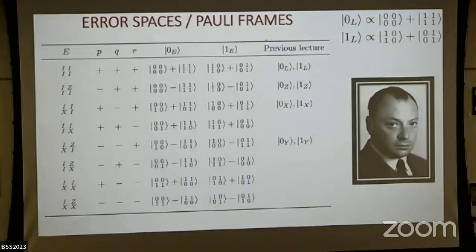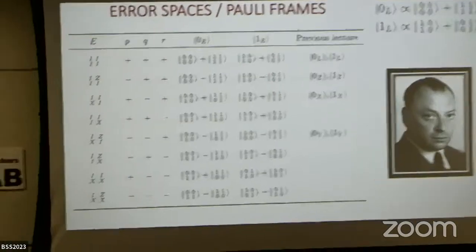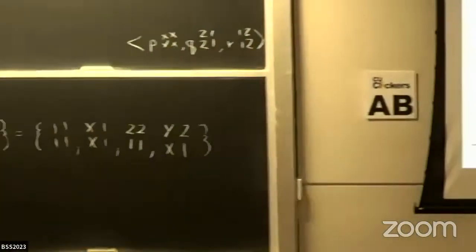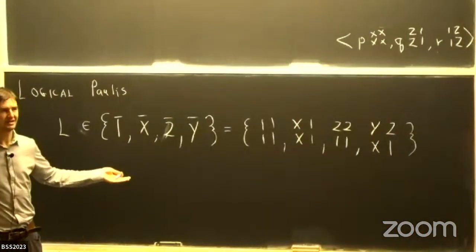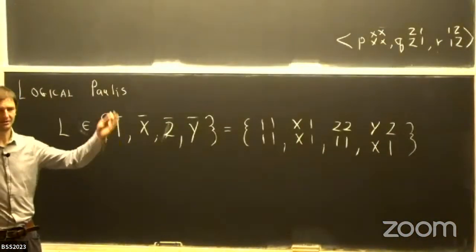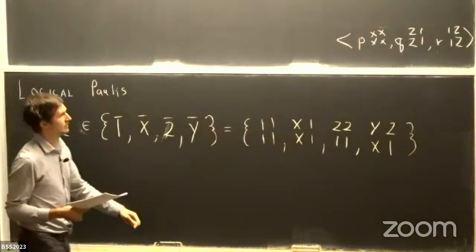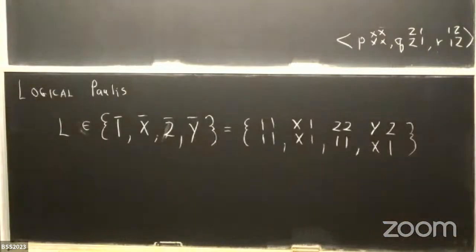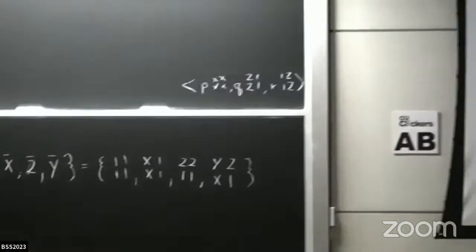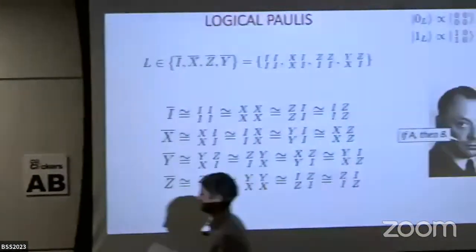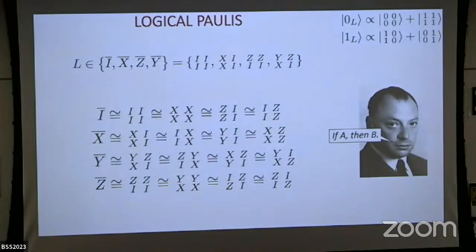These are not the only logicals that I could pick. If you multiply any of these by a stabilizer, you're going to implement the same logical effect on the code, and you're not going to move around between error spaces because stabilizers don't do anything. So there are many different logical Paulis you could have picked. And how many are there actually for the 4-qubit code? For each logical Pauli, how many logical Paulis can I have that implement the same, let's say, logical X?